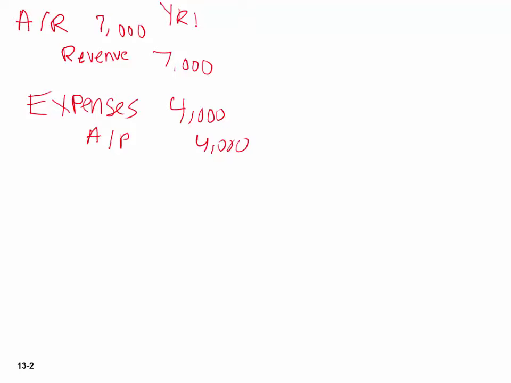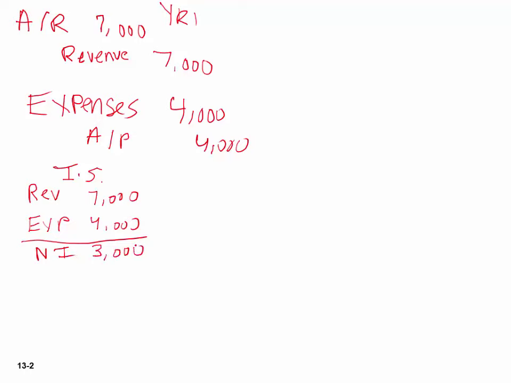Can you prepare me the income statement? Okay, let's do the income statement. Income statement is going to show what? Revenue of 7,000, right? Good. Then what? Expenses of 4,000. Good. Right. And do I have a net income here then? Huh? Net income is going to be what? $3,000? Okay, good. Got that income statement done. Got everyone's favorite statement done first. Okay.